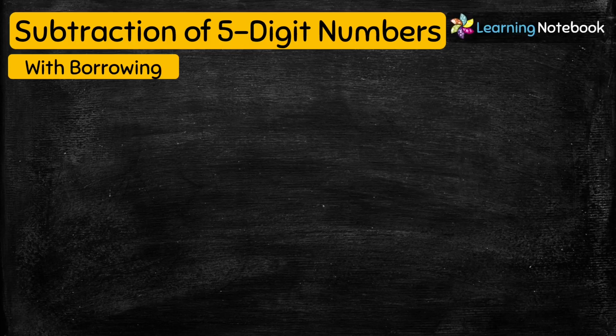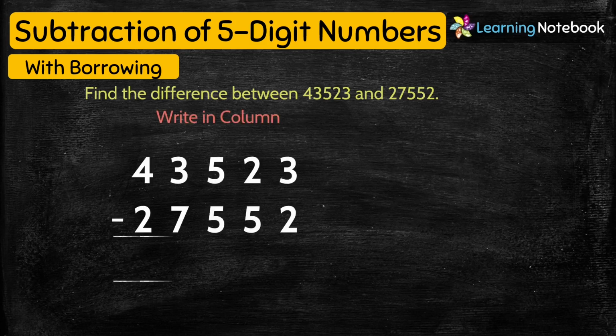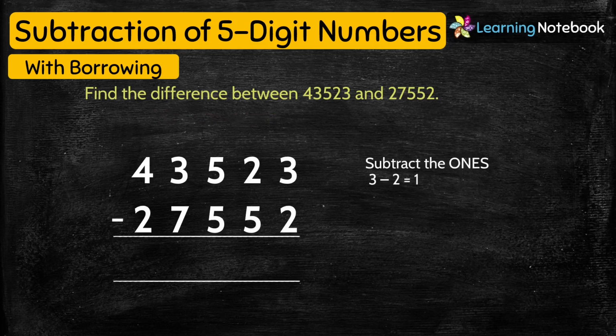Now let's do a question with borrowing. Find the difference between 43523 and 27552. Let's write these numbers in column. And now we will subtract the digits at ones place. 3 minus 2 equals 1.